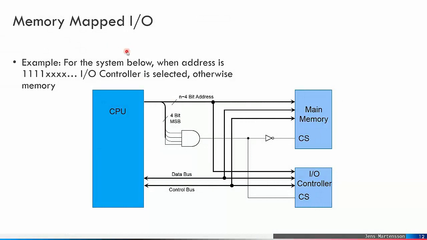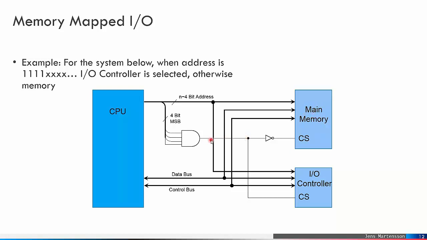For example, for the system in this diagram, when the address is 1111 at the MSB side, and the lower bit addresses we can ignore. When these 4 MSBs are 1, the output of this AND gate will be 1, and inverted it becomes 0. This means the main memory is not selected. It won't be connected to the data line or the address line.